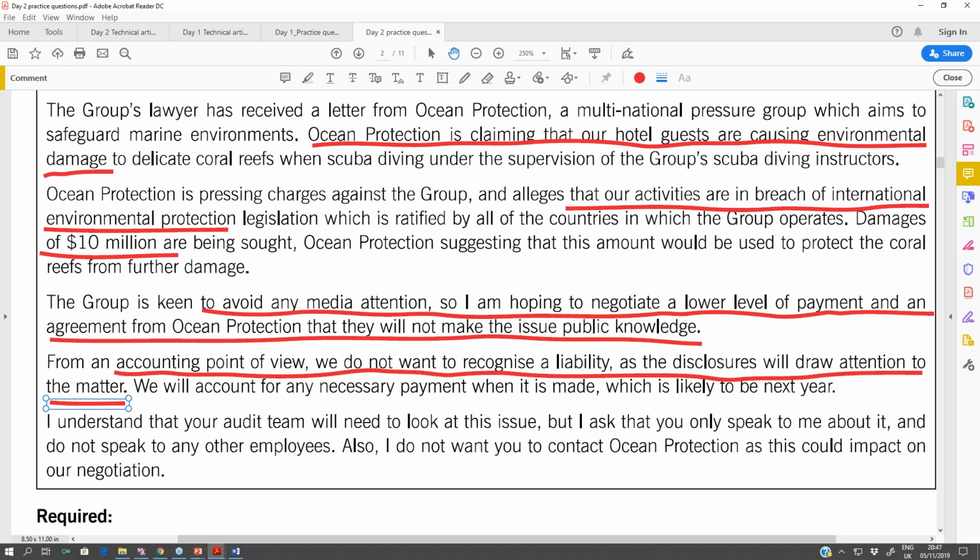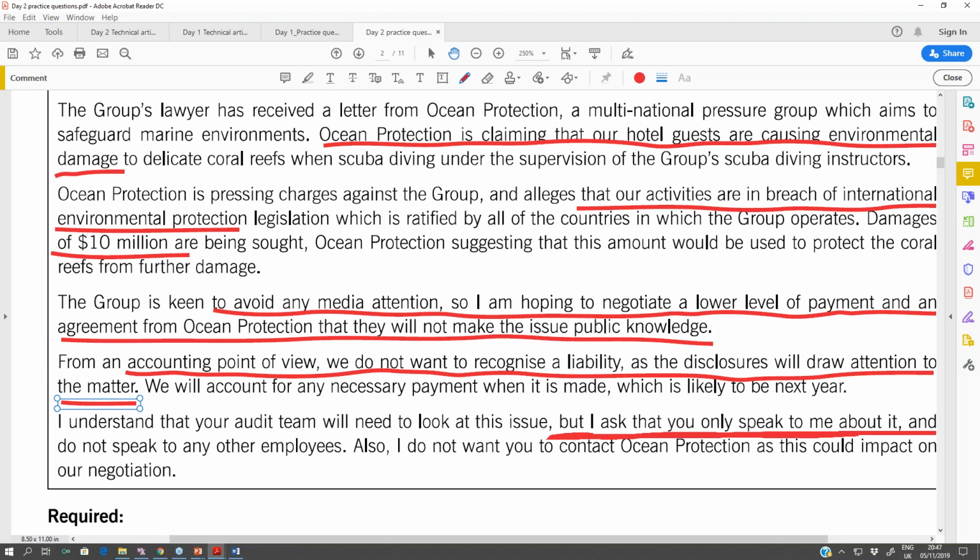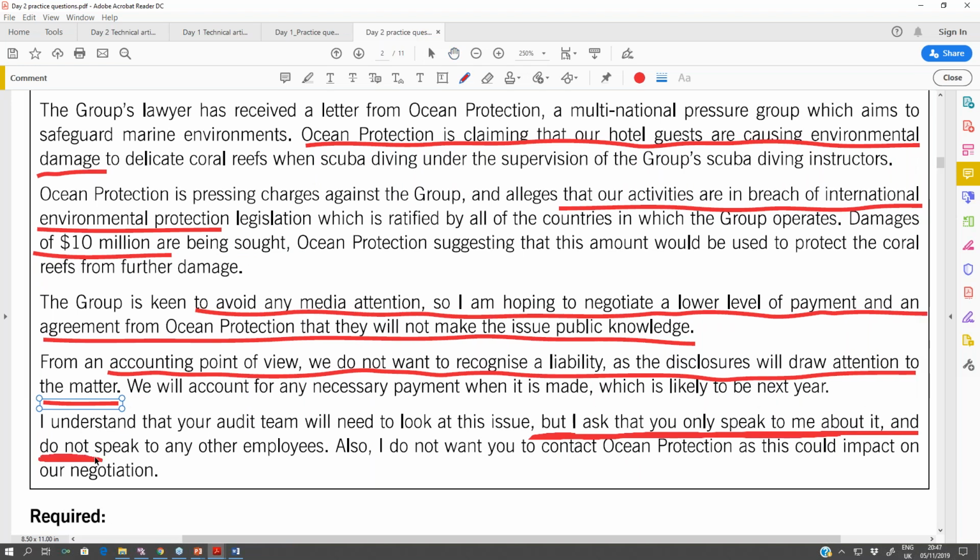I understand that your audit team will need to look into this issue, but I ask that you only speak to me about it and do not speak to any other employee. So he's trying to put a scope limitation. He's saying you can only speak to me, you cannot speak to anyone else. Also, I don't want you to contact the Ocean Protection as this could impact our negotiations. See, the director is trying to limit our scope. He's saying you can only talk to me, you cannot talk to anyone else, not even the Ocean Protection.